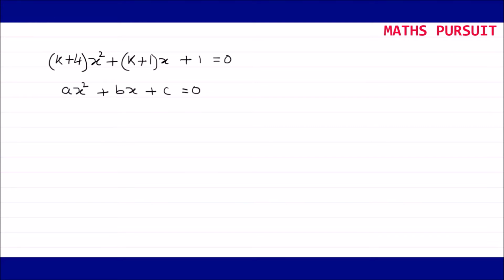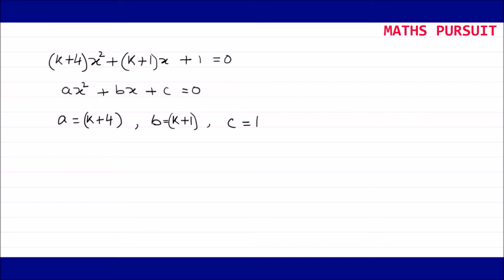If this equation is of the form ax² + bx + c = 0, then here a is equal to k + 4, b is equal to k + 1, and c is equal to 1. Guys, I believe till here we are pretty clear.